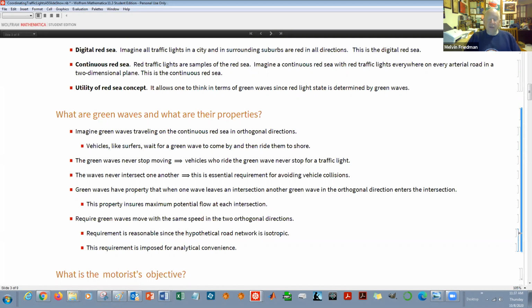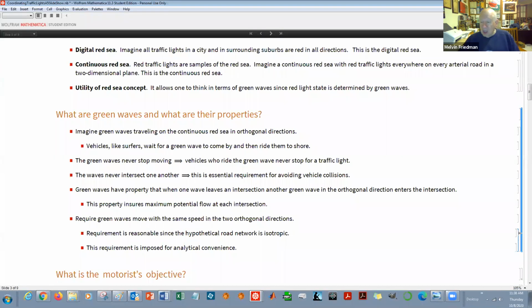Because we want our system to be a maximum potential flow system, we demand that green waves have the property that when one wave leaves an intersection, another green wave in the orthogonal direction enters the intersection. And as you can imagine, this property ensures maximum potential flow at each intersection. We require green waves move with the same speed in the two orthogonal directions. This requirement is reasonable since the hypothetical road network is isotropic. However, this requirement is imposed for analytical convenience.